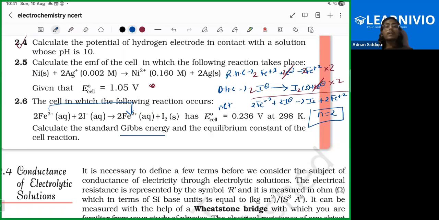And then you have to find the equilibrium constant. For equilibrium constant, what formula do you have? E cell is 0.0591 by n log of the concentration cube. So apply that formula and tell me the answer. Is it making sense? Are you able to get the approach, how you are going to deal with these kinds of questions? What are the steps that you have to follow to solve it?